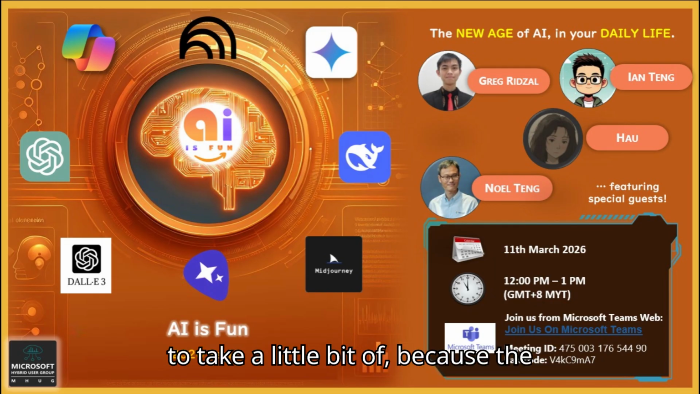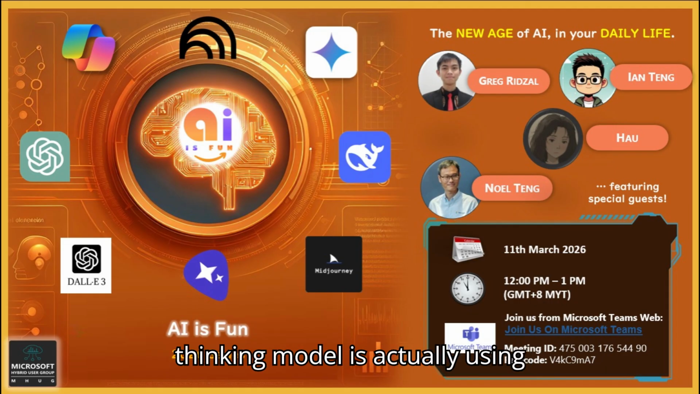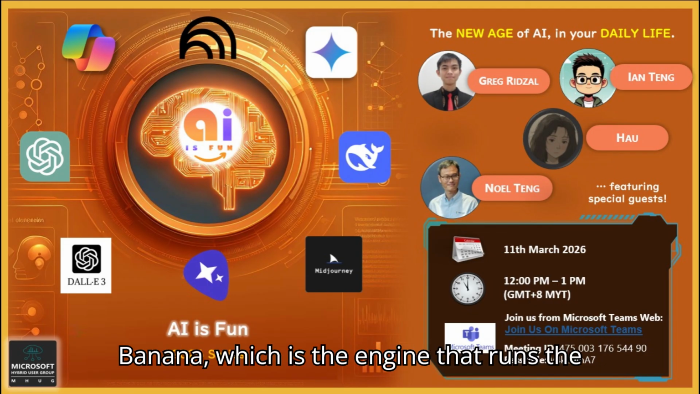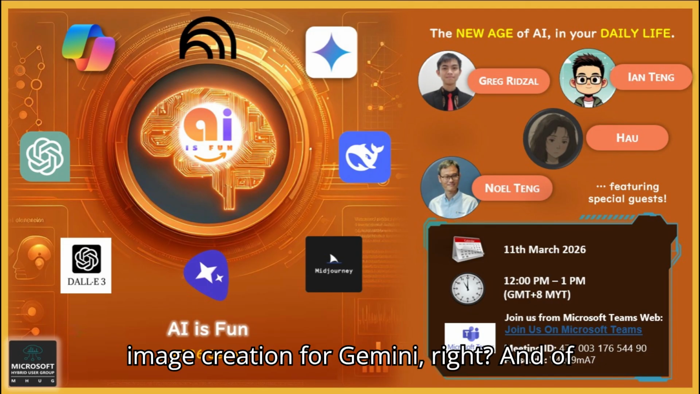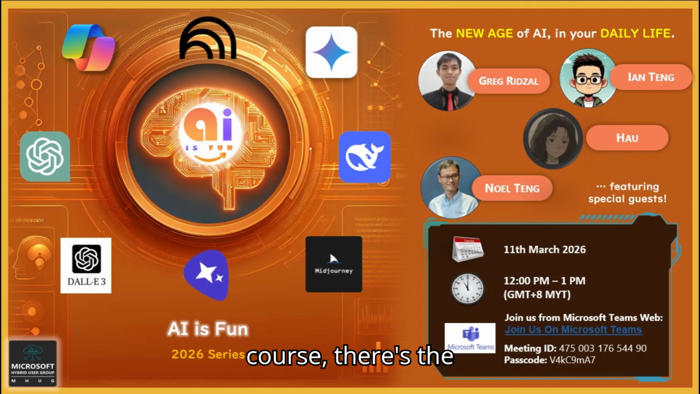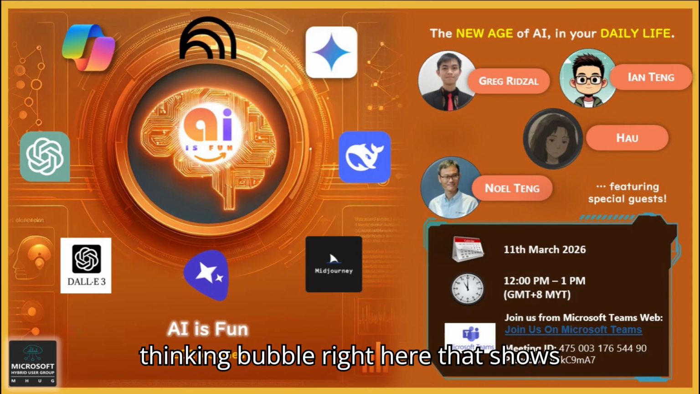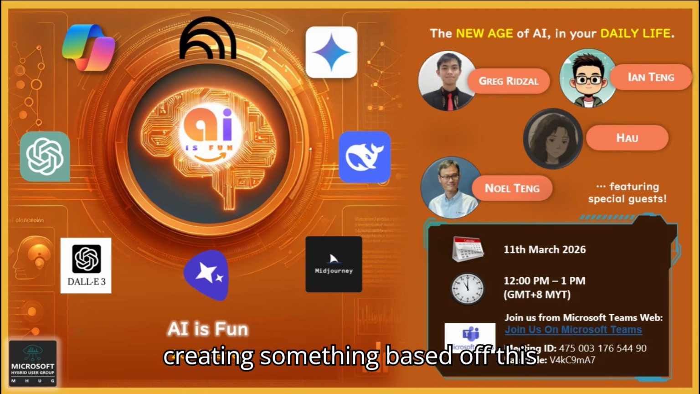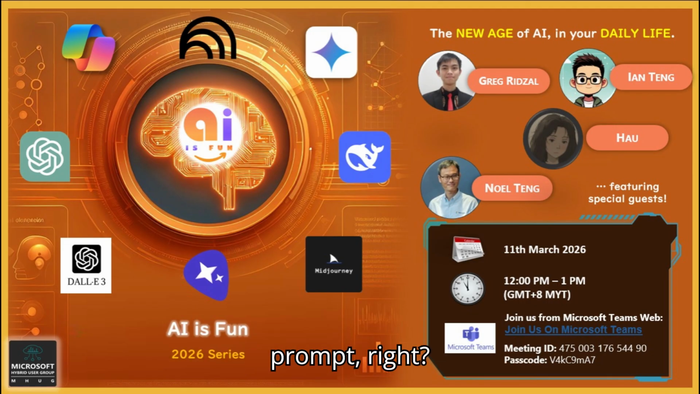This is gonna take a little bit because the thinking model is actually using a much more advanced version of Nano Banana, which is the engine that runs the image creation for Gemini, right? And of course, there's the thinking bubble right here that shows you what the AI is looking at when creating something based off this prompt, right?